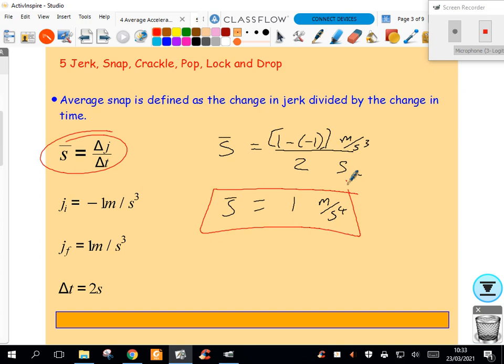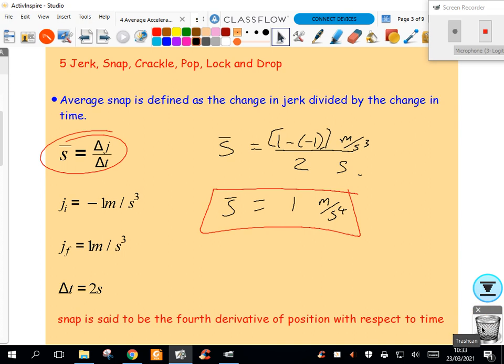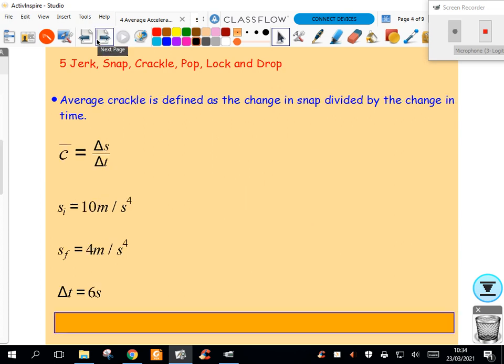Notice the exponents on the seconds are growing all the time. So snap is said to be the fourth derivative of position with respect to time. Position, velocity is the first derivative, acceleration second, jerk is the third derivative, and snap is the fourth derivative. Notice fourth derivative gives me a little degree 4 on my S under the bar. Crackle. Average crackle is defined as being the change in snap divided by the change in time.